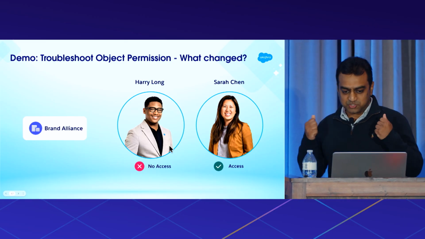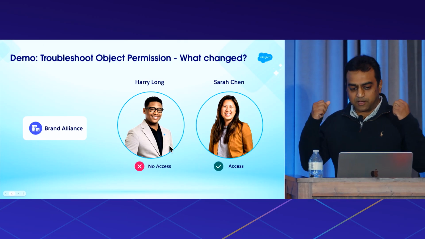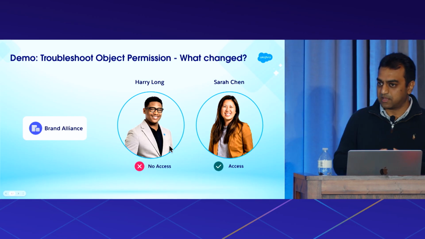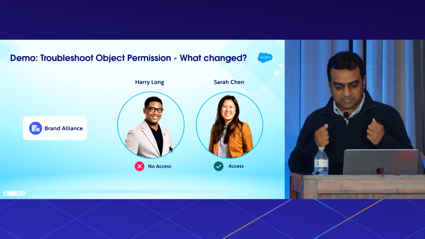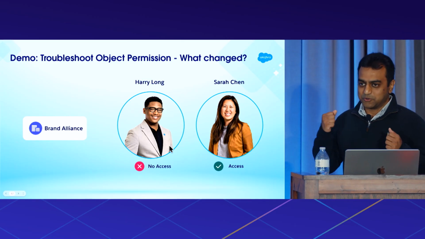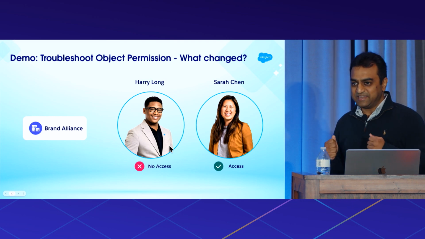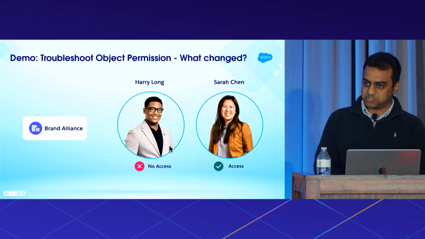Harry pings him. He's frantic. He's like, hey, John, I need some help. Sarah and I have been working on these brand alliance objects or records all week, and all of a sudden, I'm not able to access any of them. Sarah just messaged me 30 minutes ago saying she just made her final edits, and I just need to go review it and approve. Can you please help me out? I need to finish this today. I need to close the deal today. So let's see how John gets to work and how Agentforce, setup with Agentforce, can help him out.